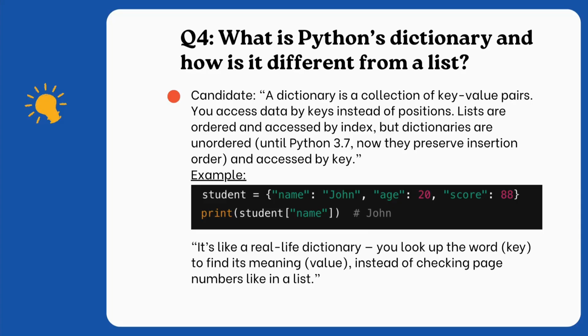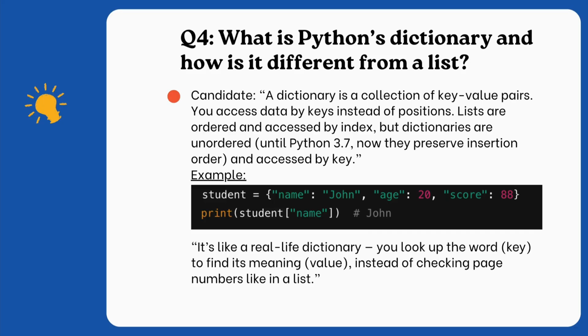What is Python's dictionary, and how is it different from a list? A dictionary is a collection of key-value pairs. You access data by keys instead of positions. Lists are ordered and accessed by index, but dictionaries were unordered until Python 3.7. Now they preserve insertion order and are accessed by key.